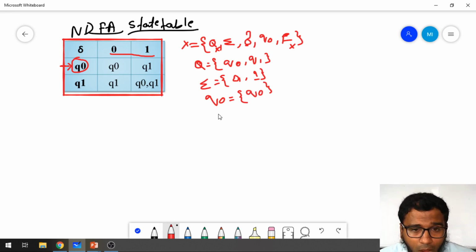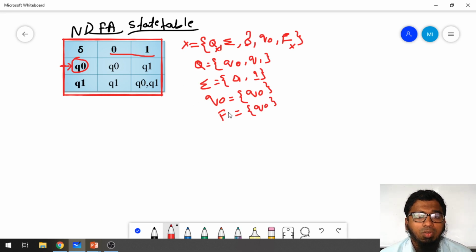Okay. Now, F, what is the final state in the NDFA? The final state is Q0. So, this is the NDFA state table, and we took the finite automaton from there: Q, sigma, delta, Q0, F. So, what is the Q? Q0 and Q1.